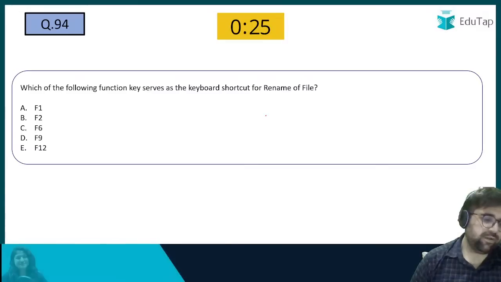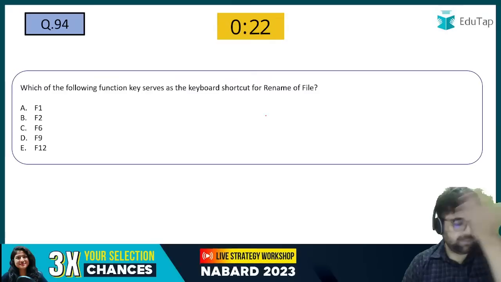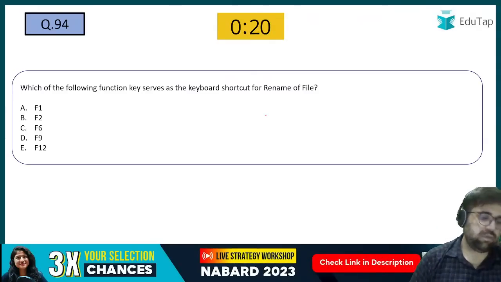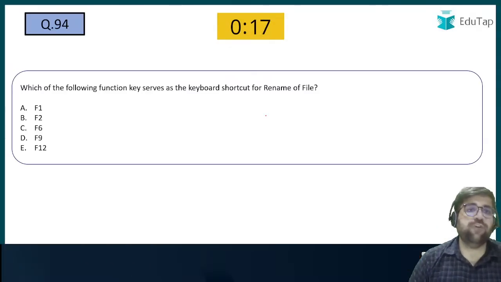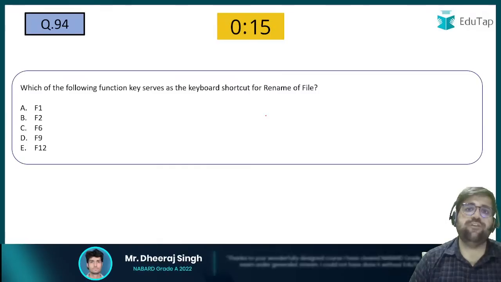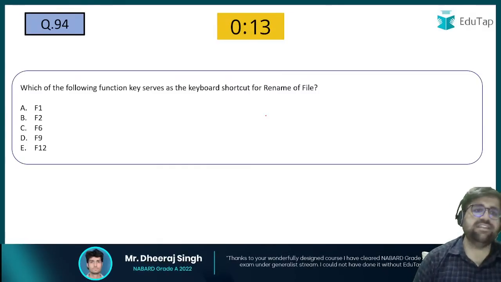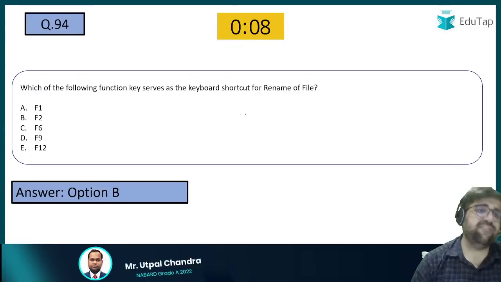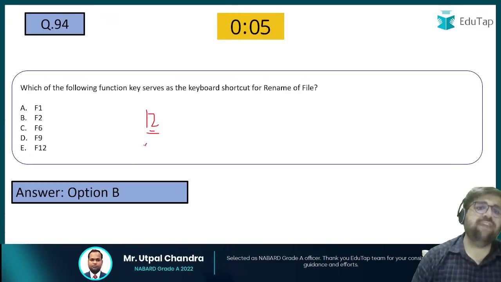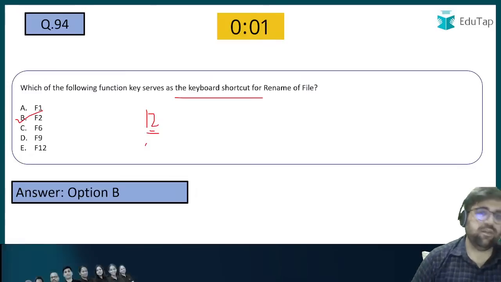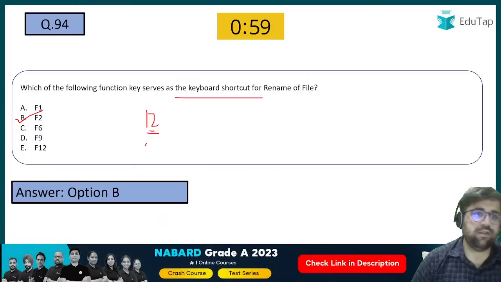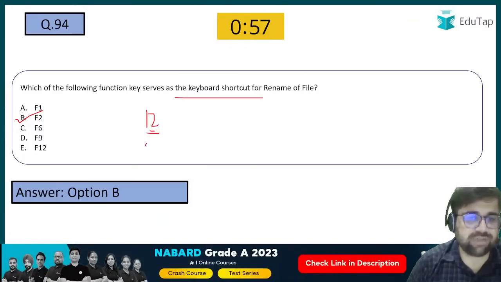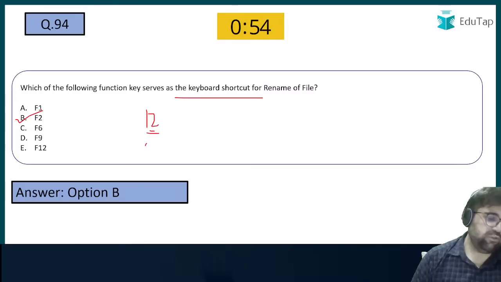Question number 94. Which of the following function keys serves as a keyboard shortcut for renaming the file? Yes, the answer will be option B, that is F2. Can someone let me know the main function of F5? There are 12 function keys. F2 is renaming, I know this. F5 is used for what? Yes, very good. It is used for refreshing.